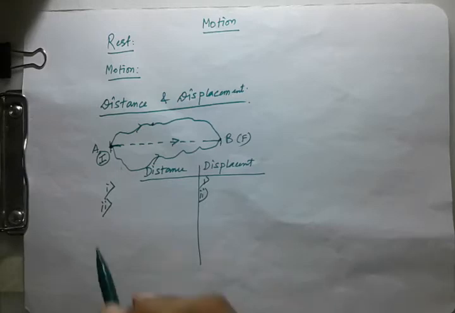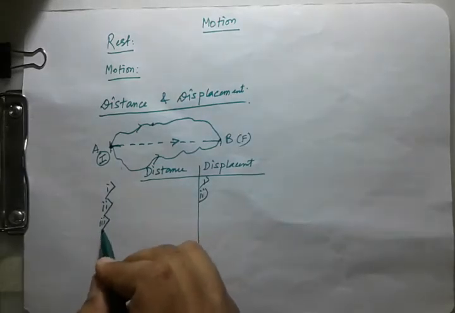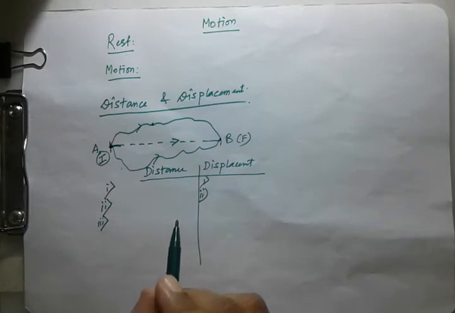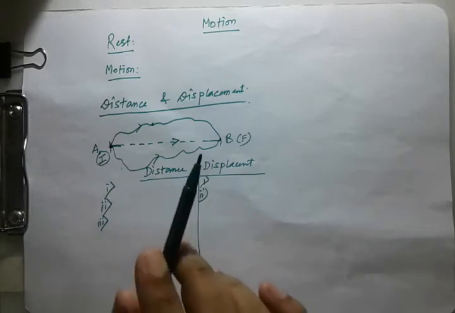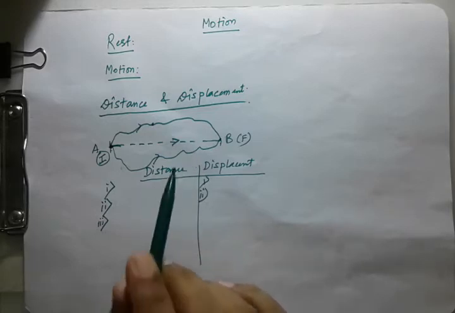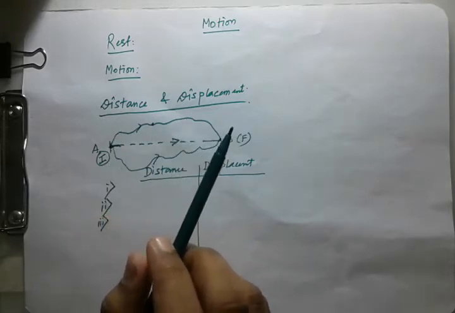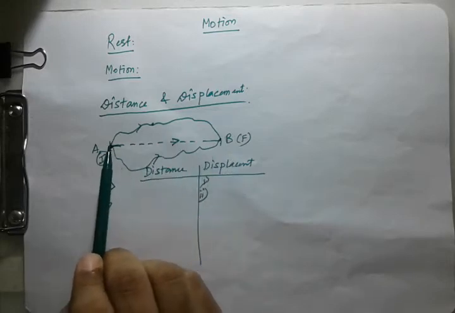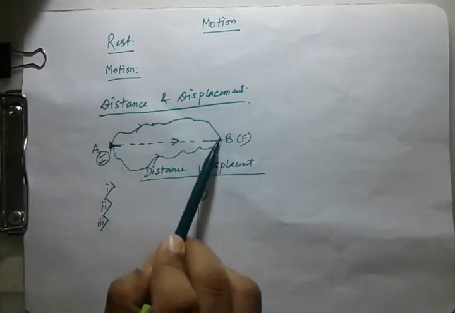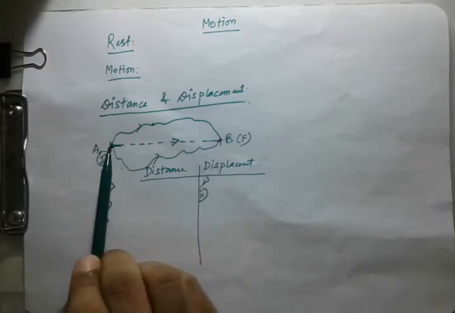And the third point you will write, distance is always taken as positive. And then displacement can be positive, negative, or even zero. Suppose I'm going from A to B, if I take this as positive, then coming from B to A will be taken as negative.